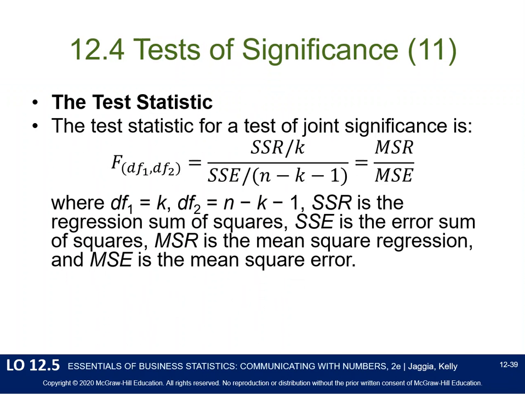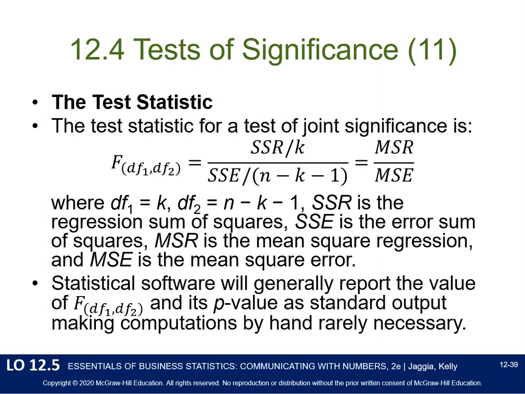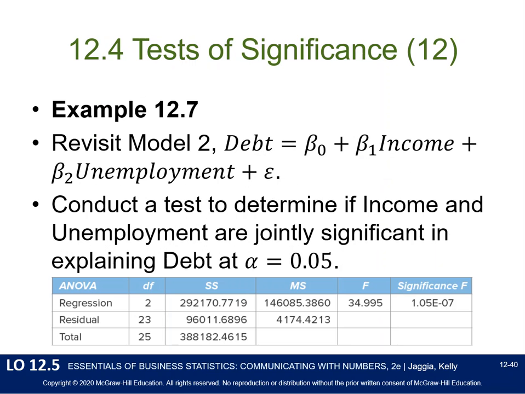So here's the test statistic, the F statistic, and we've looked at this one before when we were in chapter 11 and we looked at that chi-squared test. But the statistical software packages do give us the F statistic and the p-value. So let's look at it here in Excel.